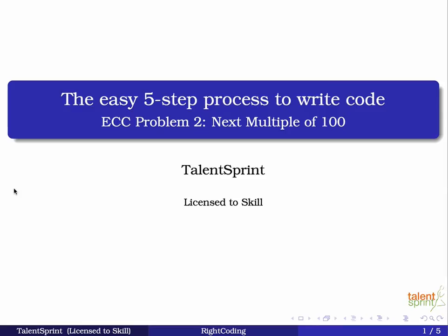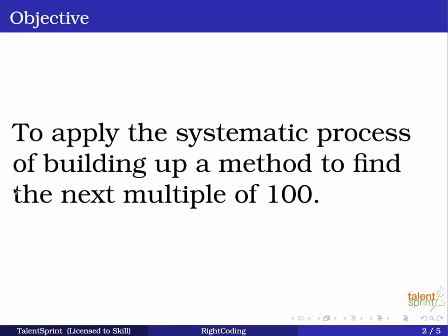Second video on the easy 5-step process for writing code. The objective of this video is to help you learn how to apply the systematic process of building up a method. In this case, a method to find the next multiple of 100. Once again, the focus of the video is on the method and less on the problem.